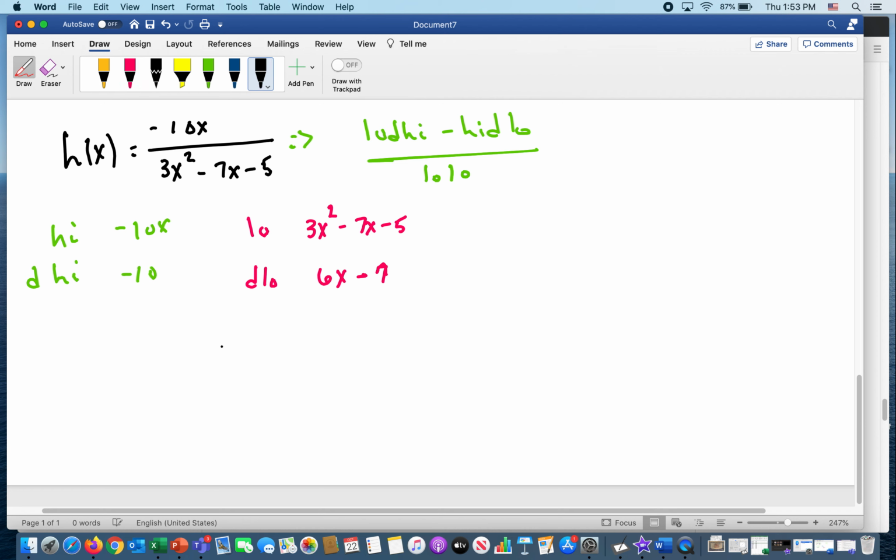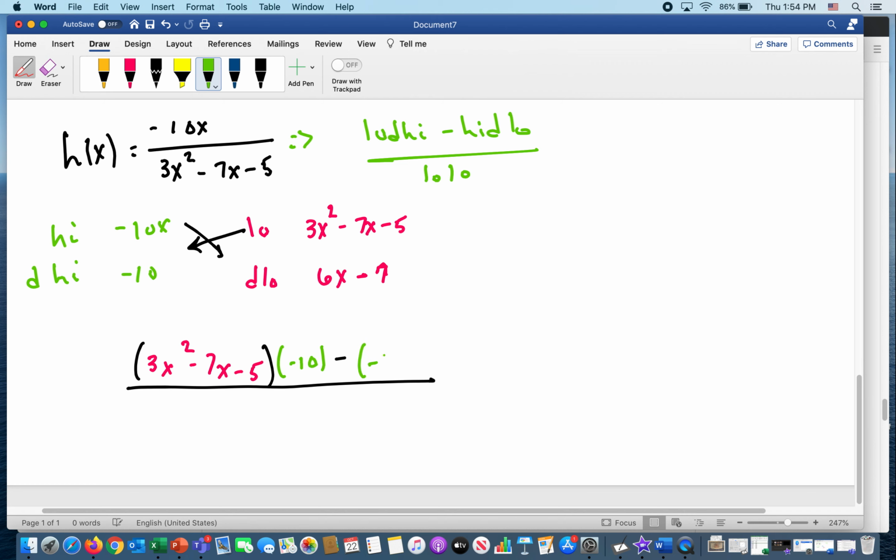Real quickly, we'll go in and we'll say low d high. So low is this guy right here, low d high. I'm going to have 3x squared minus 7x minus 5. We're going to multiply that by negative 10, minus high d low. So I'm going to have the high function, which is going to be negative 10x. I'm going to multiply that by the d low.